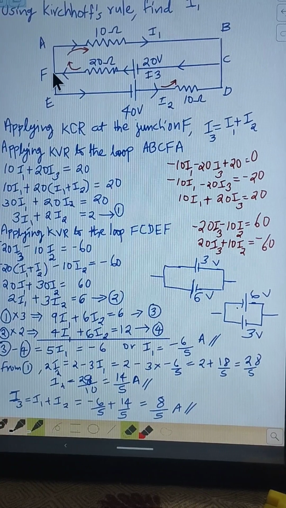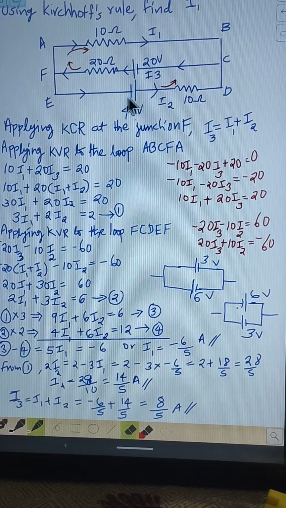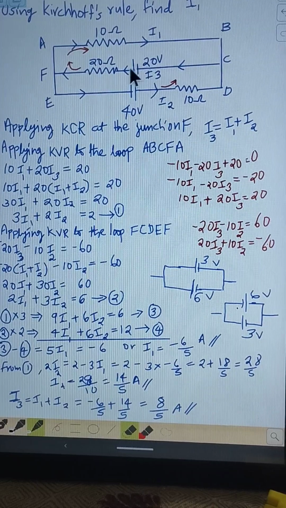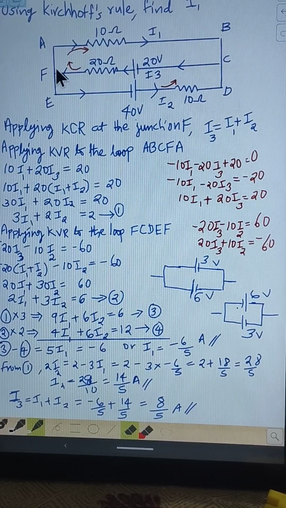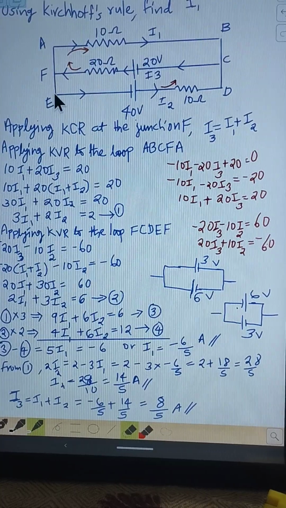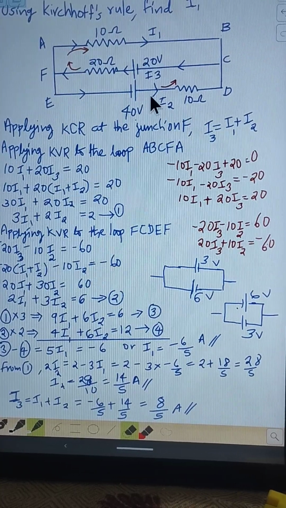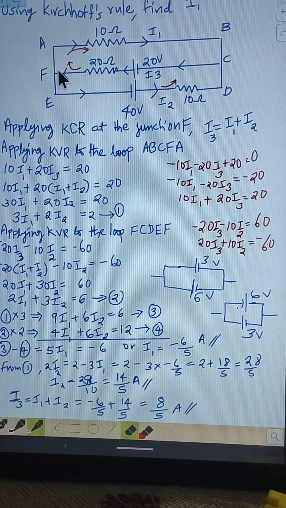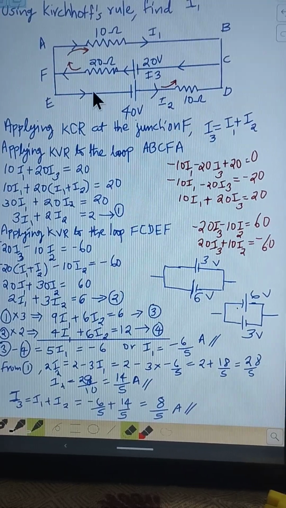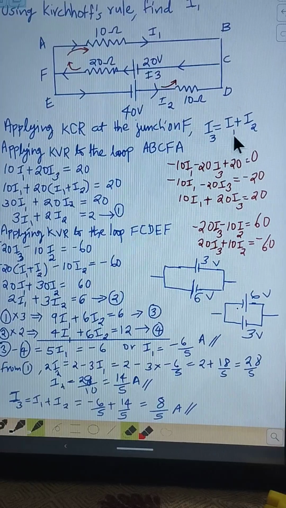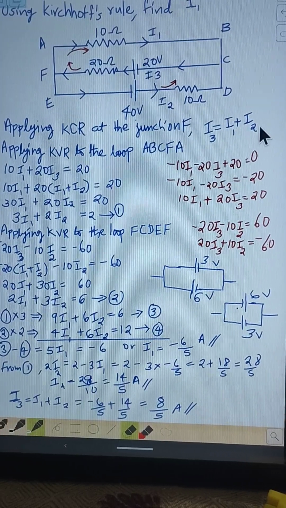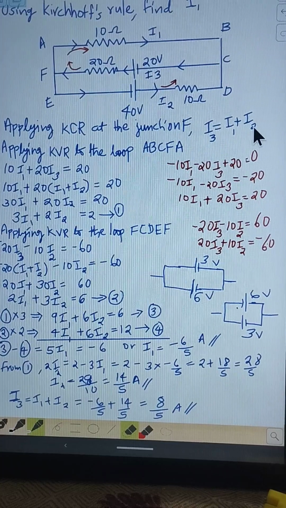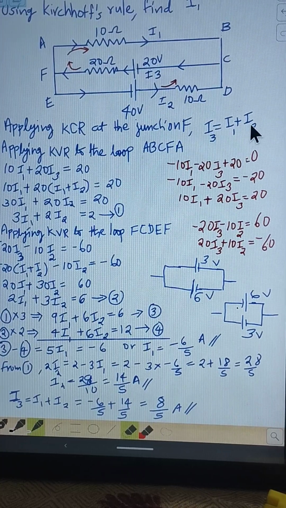And from F, we can find I1 is moving away and I2 also moving away from that junction. The current entering that junction is I3 alone, and the currents leaving that junction are I1 and I2. According to Kirchhoff's current rule, the total current entering that junction should be equal to the sum of currents leaving that junction. That is, I3 is equal to I1 plus I2. So Kirchhoff's current rule is expressed.